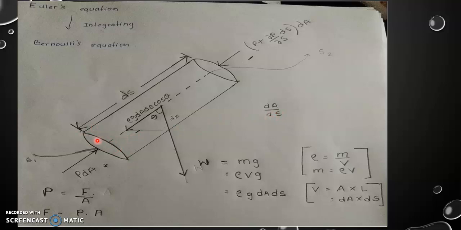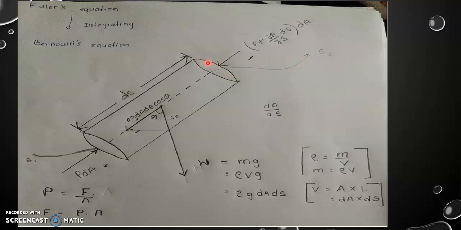Now consider that at this side a pressure P is acting. What do we mean by pressure? Pressure is equal to force per unit area, right? And we can write pressure force as pressure times area. Here at this side we consider the area as dA. So the pressure force acting at this side is P dA, and this is the direction of the flow of the motion.